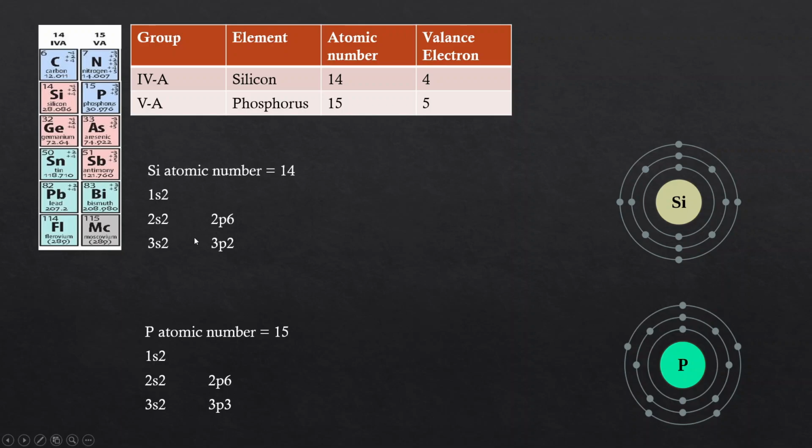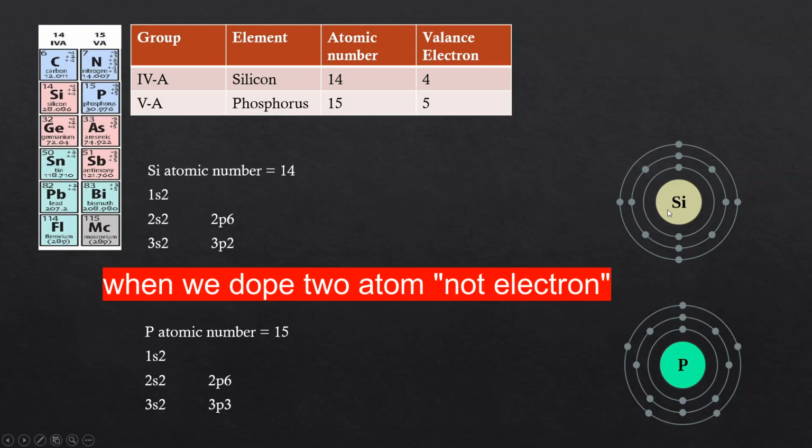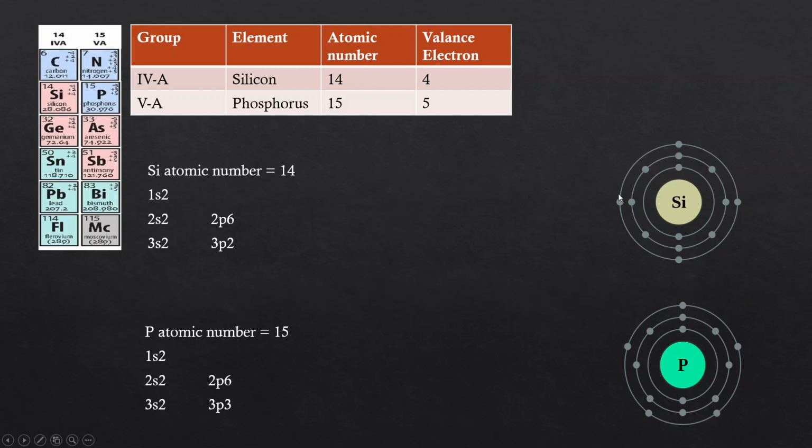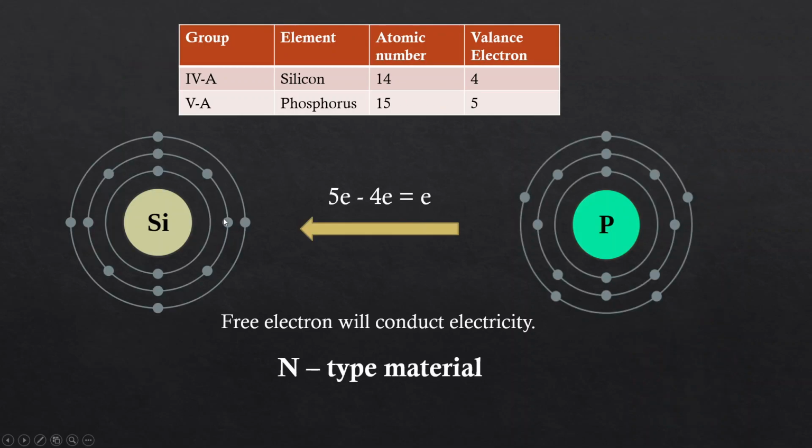So when we dope these two elements, we get an n-type material. As you know, silicon has a valency of 4 electrons and phosphorus has a valency of 3 electrons. So when these two atoms combine together, they make an n-type material. Like this, there is a free electron which will conduct electricity.